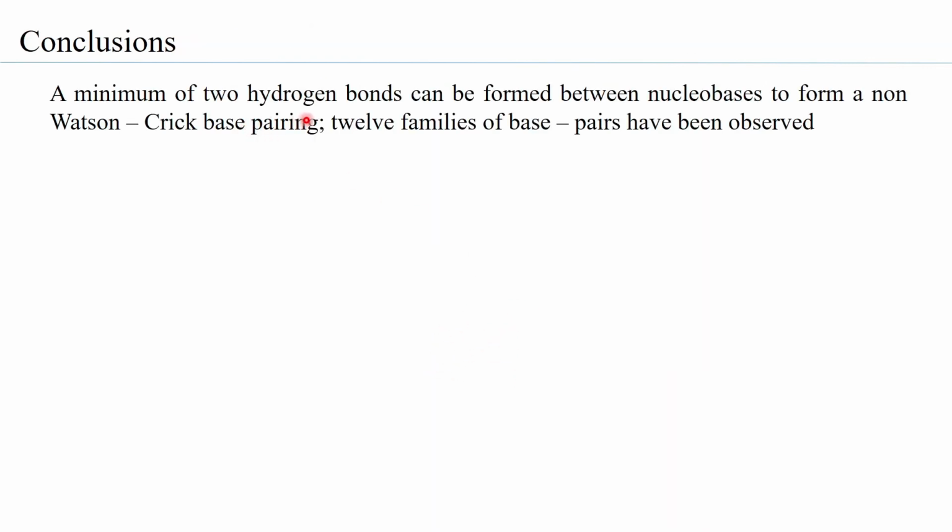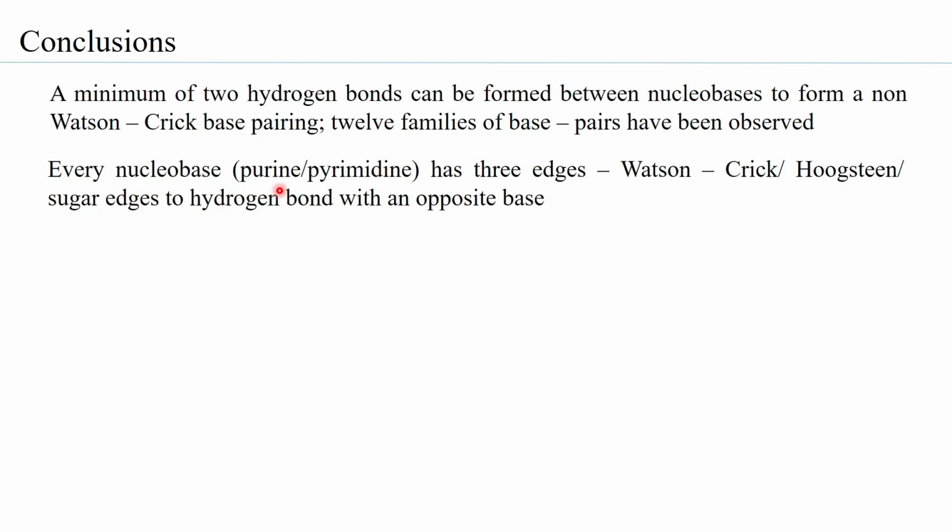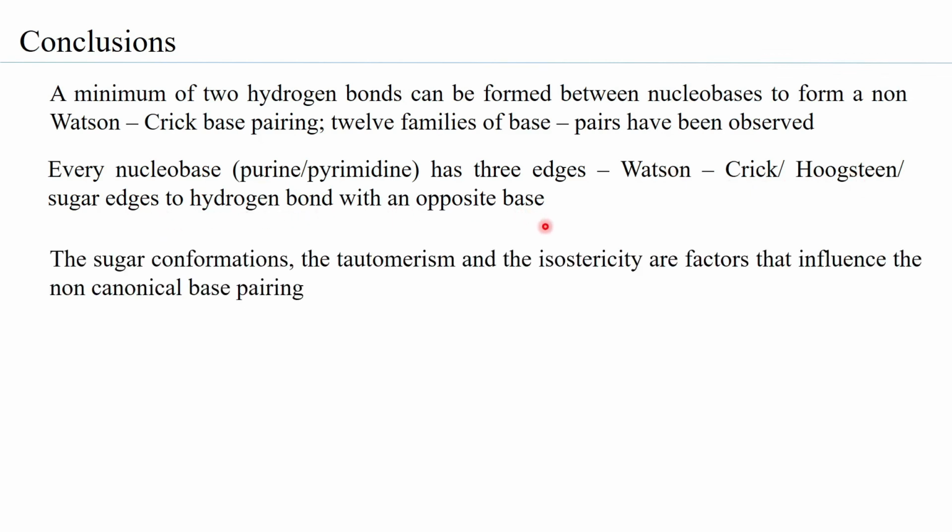So therefore, let us come to the conclusions. A minimum of 2 hydrogen bonds can be formed between nucleobases to form a non-Watson and Crick base pairing. Because of those hydrogen bonds between non-canonical base pairs, there are 12 families of base pairs. Every nucleobase, purine or pyrimidine, has 3 edges. One is what is very conventional, and that is the Watson and Crick edge. You have the Hoogsteen edge and you have the sugar edge that can form hydrogen bonds with an opposite nucleobase.